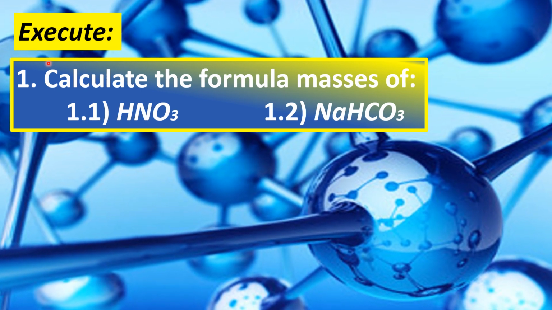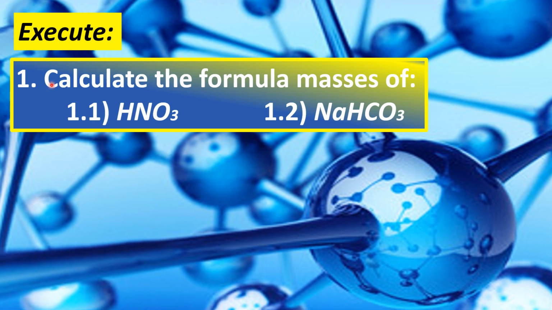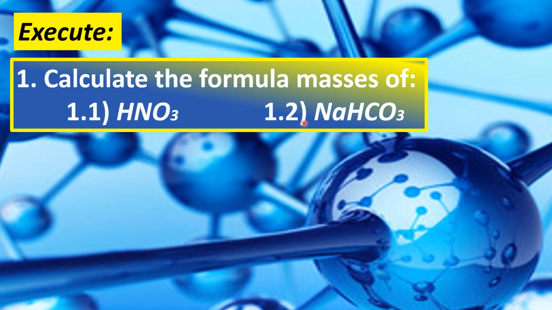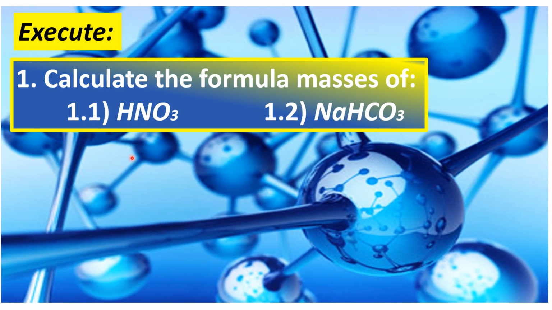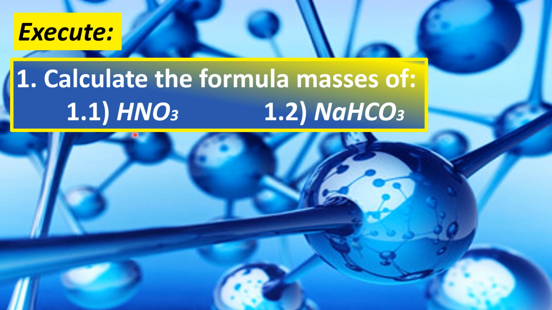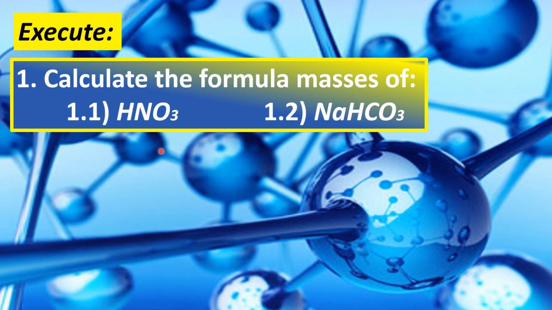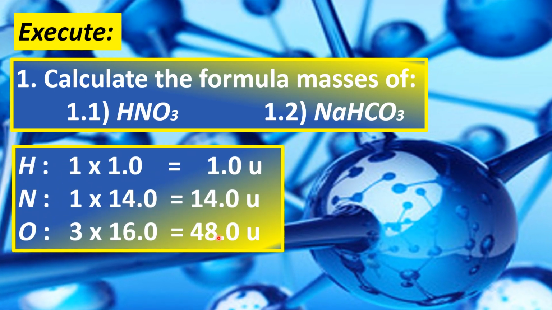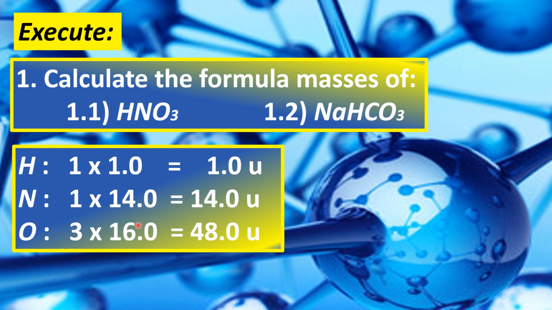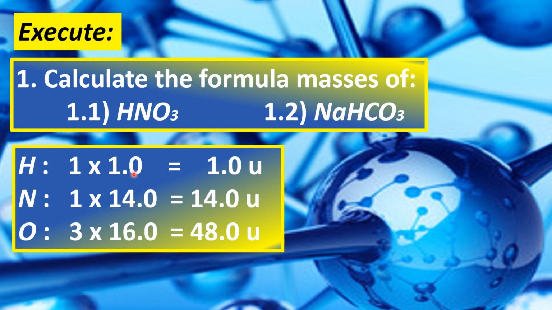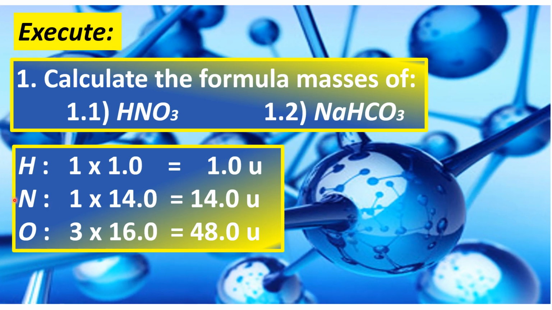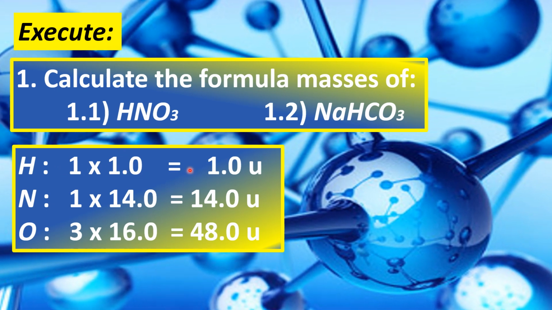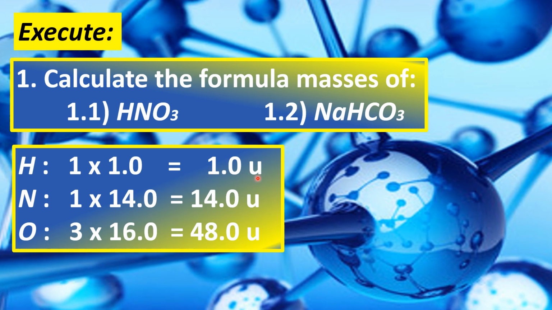So let's now answer the questions in the problem. Question number 1. Calculate the formula masses of hydrogen nitrate and sodium bicarbonate. Let's have the calculation for the formula mass of hydrogen nitrate first. Just like what we did in our earlier example, we determine the number of atoms for each element. Hydrogen only has one, so its atomic mass therefore is 1.0 U.